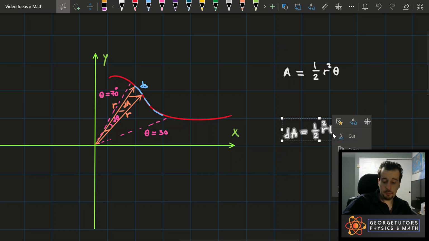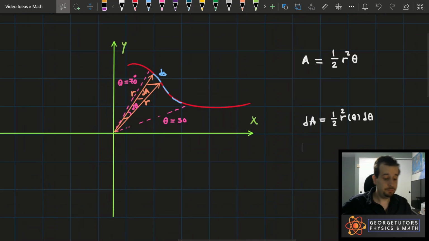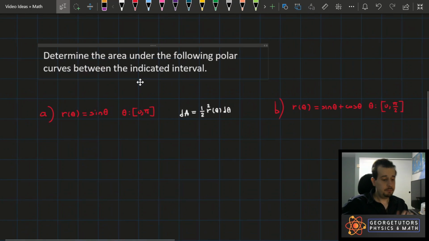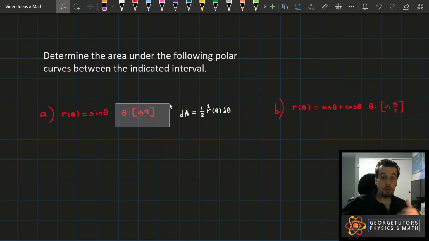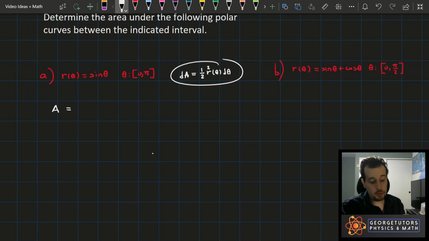And now we can take our information and actually apply it to a couple of examples, see how they play out. Okay, so we have over here a question that's asking us to determine the area under the following polar curves and between the indicated intervals. So the first one is r equals sine of theta, and we want to go from 0 to pi to evaluate that area.